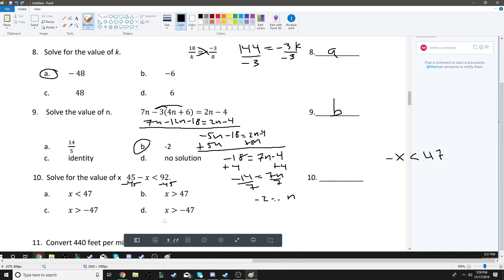See how all these problems right here are positive x's? This is a negative x. I don't want negative x. I need to get rid of negative x. That's a negative 1 in front of it. If you divide both sides by negative 1, you get x. That's negative 47. But remember, when you divide by a negative, the inequality sign must change direction. So that means your answer is either C or D, because they're both the same exact answer.